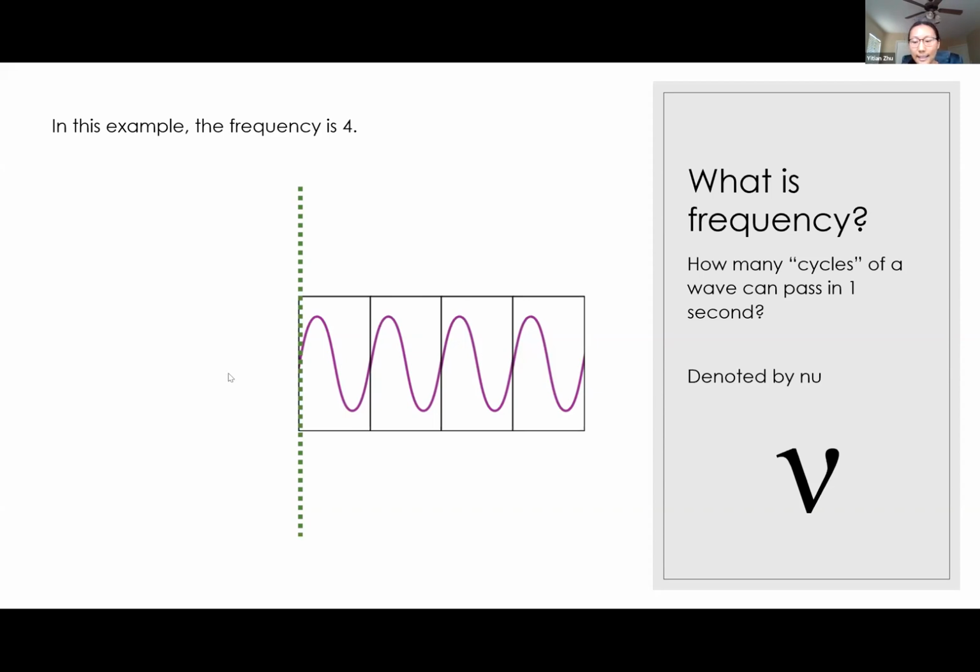What is an inverse second? It's like 1 divided by seconds. Now that sounds really weird, but the only reason that we're using inverse seconds is because 4 cycles passed per second. How is this related to chem? Well, you'll see later. Square waves, we're not dealing with those, sorry.